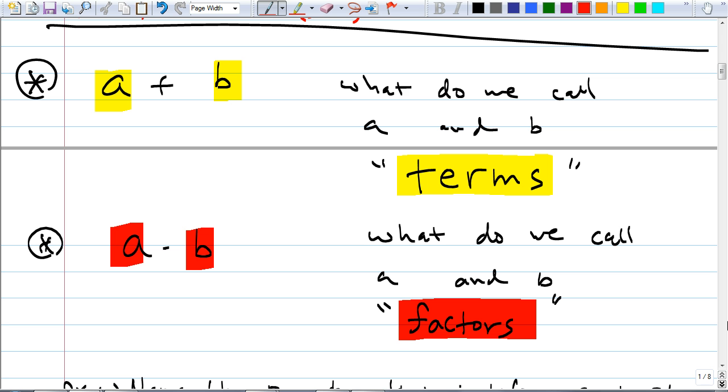I see this a lot. People refer to these using the wrong names. So if you have addition in the middle, these are called terms. If you have multiplication, then these are called factors. Please keep that in mind.